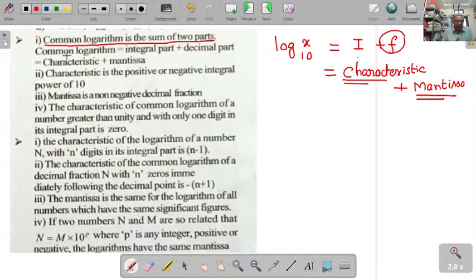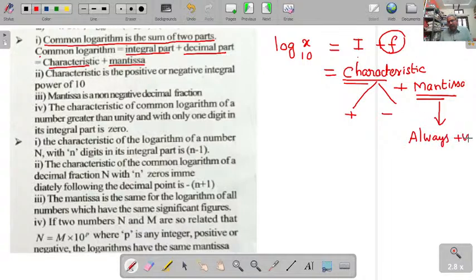So common logarithm is equal to integral part plus decimal part. The integral part is called characteristic, whereas the decimal part is mantissa. The characteristic may be either positive or negative, but mantissa is always positive and cannot be negative. Remember one thing, mantissa is always positive. The characteristic is the positive or negative integral power of 10. Mantissa is a non-negative decimal fraction.